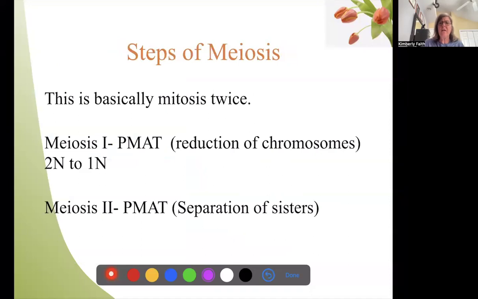In the first cell division of meiosis, so meiosis one, we're going to have our PMAT: prophase, metaphase, anaphase, telophase. We're going to reduce the number of chromosomes. This is where we split mom and dad's chromosomes up. And then in meiosis two, we have to get rid of those sisters.